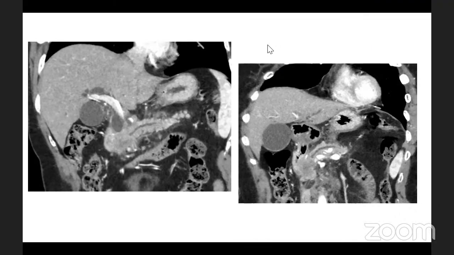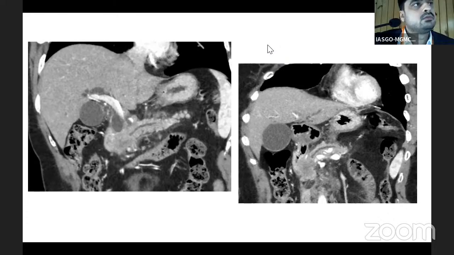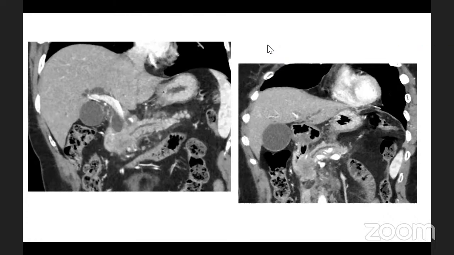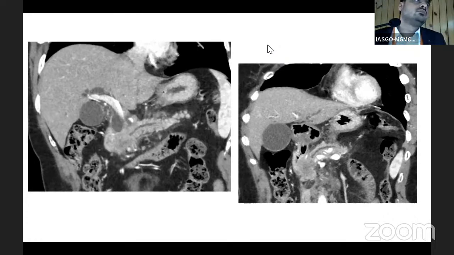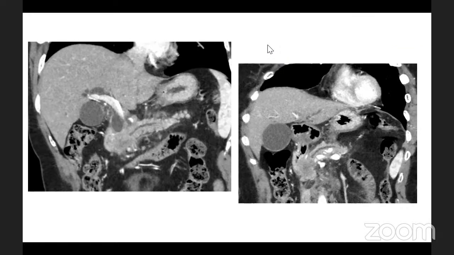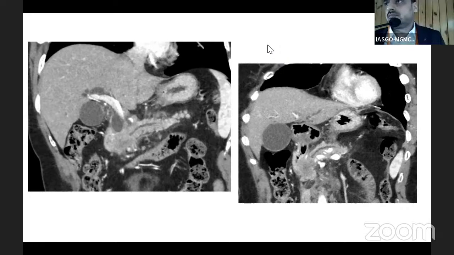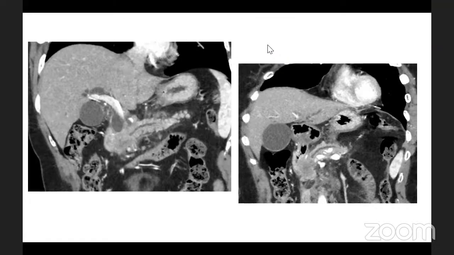And my question to Dr. Heera is, you showed PTBD as a palliative procedure. Do you place the metallic stent along with the PTBD catheter at the same time, or do you wait for some time to place it?